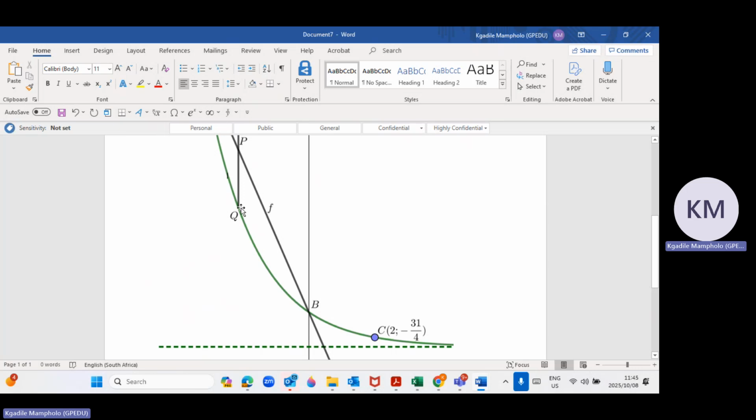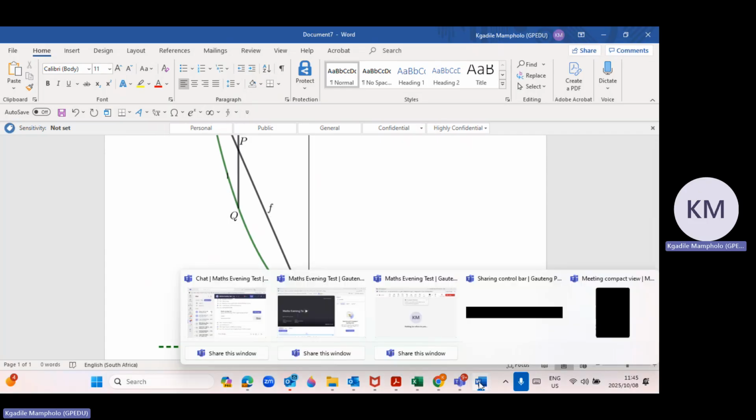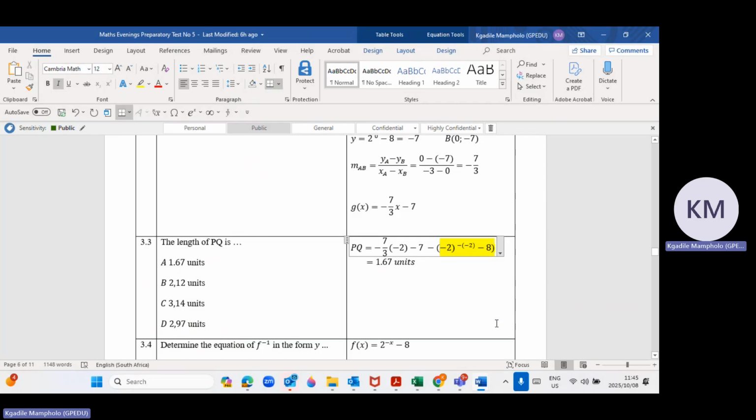Then you will say PQ is the equation of linear minus the one of the exponential. If the exponential was on top, you would say exponential minus the linear. So you always say the one on top minus the one at the bottom. In this case, linear is on top. Then you will say the equation of the linear minus the equation of the exponential. Then you substitute x as negative 2, because on the line PQ, x is negative 2 everywhere. Now when you calculate, you use your calculator.